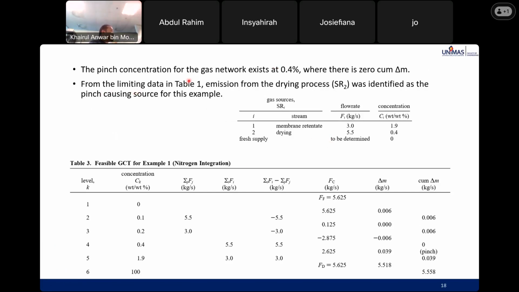The pinch concentration for the gas network exists at 0.4% where there is zero relative delta N. So in this case, the pinch is over here at CK level 4, 0.4%.